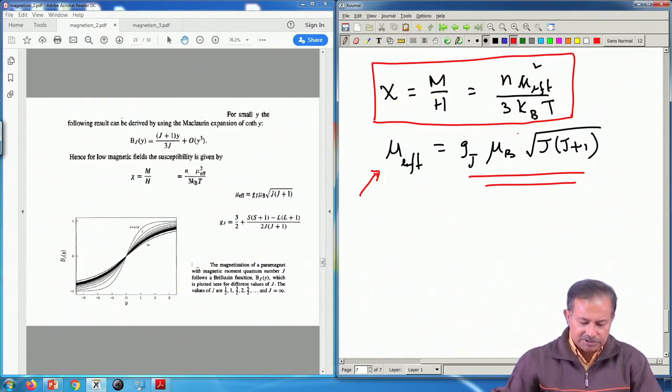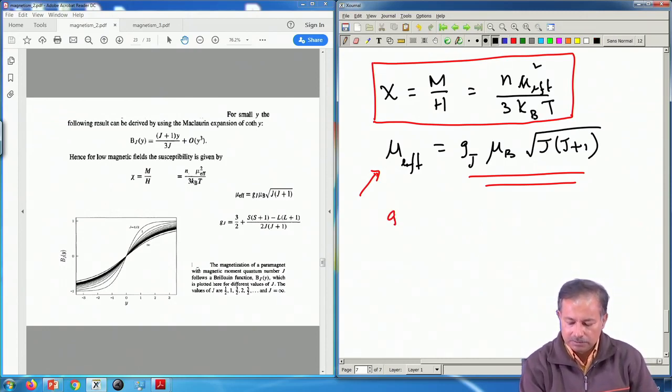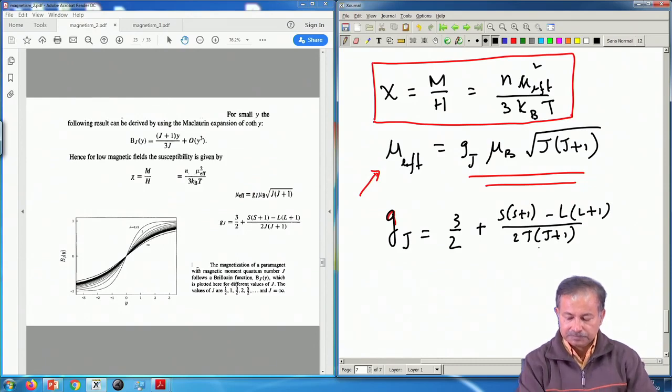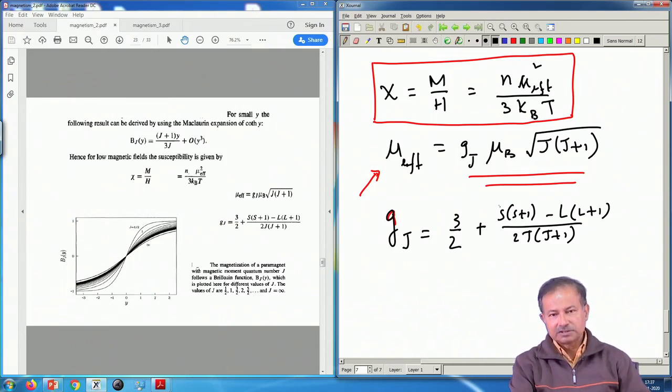So here for example g_J is given for you. So g_J is a long formula: S into S plus 1 minus L into L plus 1 by 2J into J plus 1. So if, for example, you take L equal to 0, S equal to half, then J equal to S, and you will just have half from here. 3 by 2 plus half is 2, which is the original g_0, remember.